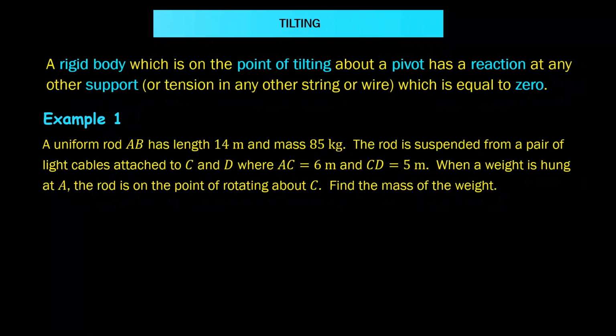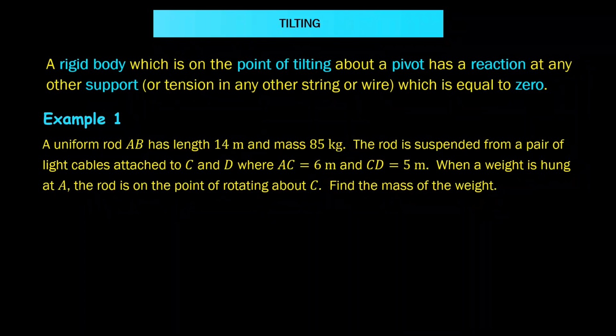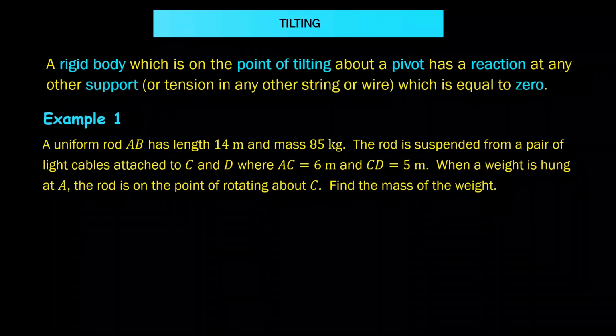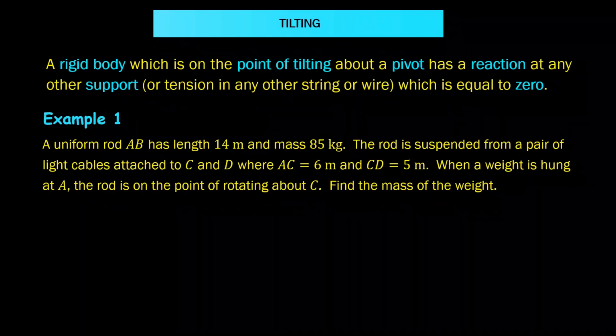A uniform rod AB has length 14 meters and mass 85 kilograms. The rod is suspended from a pair of light cables attached to C and D, where AC equals 6 meters and CD equals 5 meters. When a weight is hung at A, the rod is on the point of rotating about C. Find the mass of the weight.